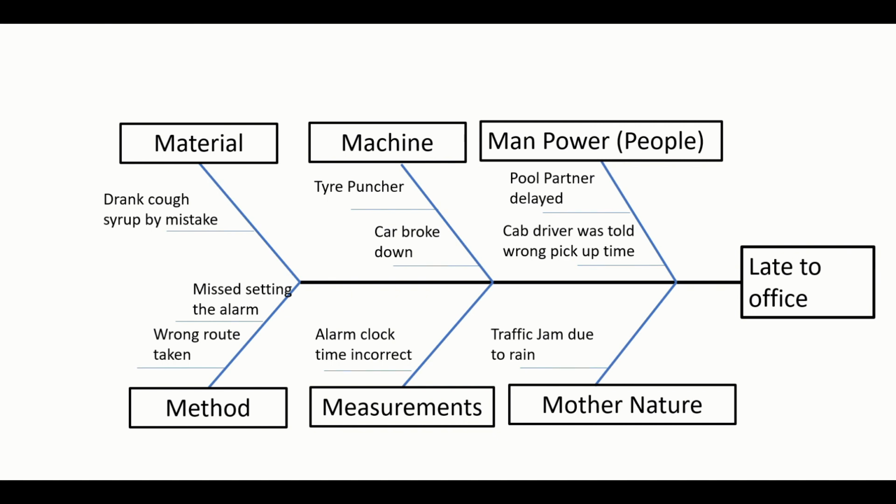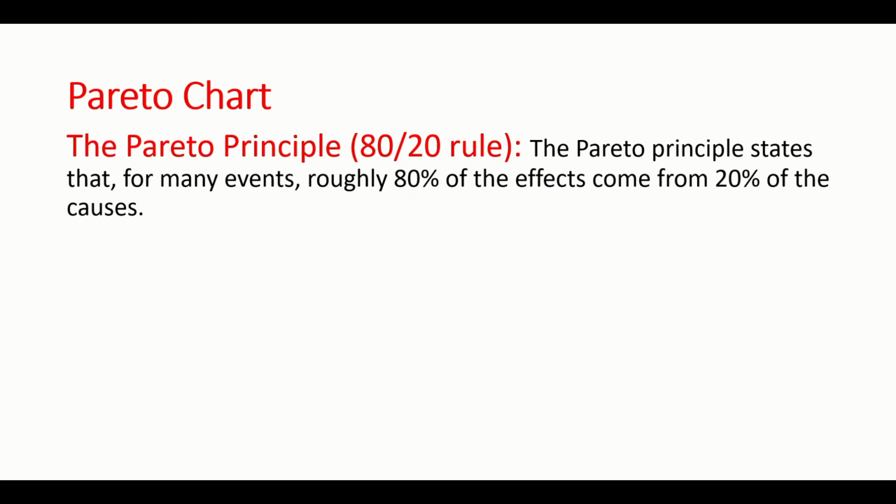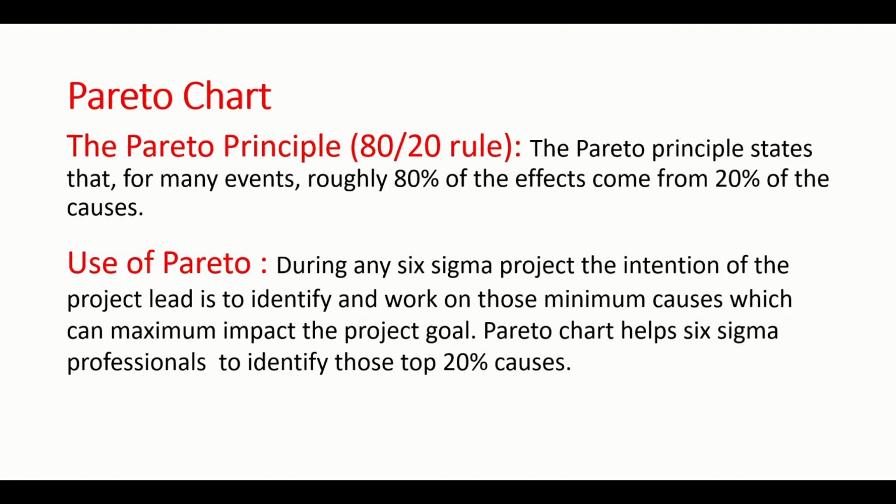So with the help of this example, I was trying to explain what the fishbone diagram is and what different causes can be classified under different subheads under a fishbone diagram. So let's move on to the second QC tool, which is called a Pareto chart. Pareto chart is also known as the Pareto principle. It is also known as the 80-20 rule. So what is this principle? The Pareto principle states that for many events, roughly 80% of the effects come from 20% of the causes.